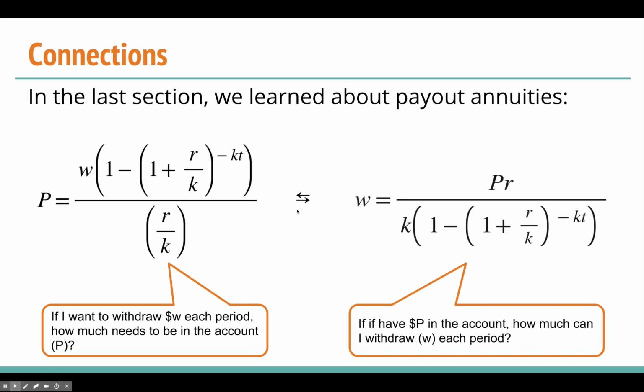Hello, in this video we're going to take a look at how we can use the payout annuity formula from a previous section and repurpose it to compute loan payments.